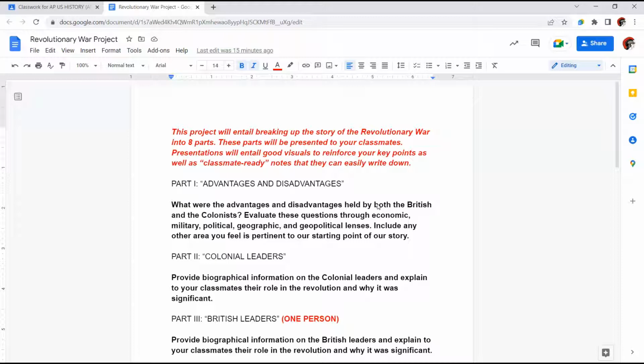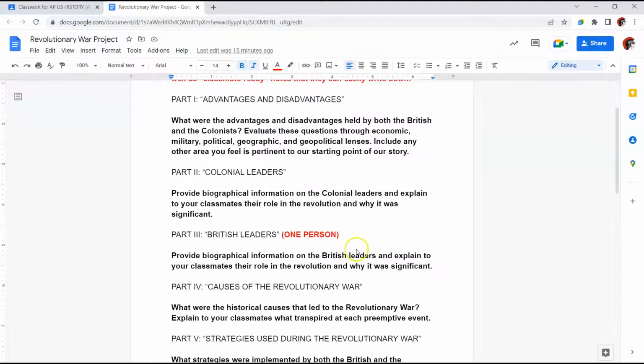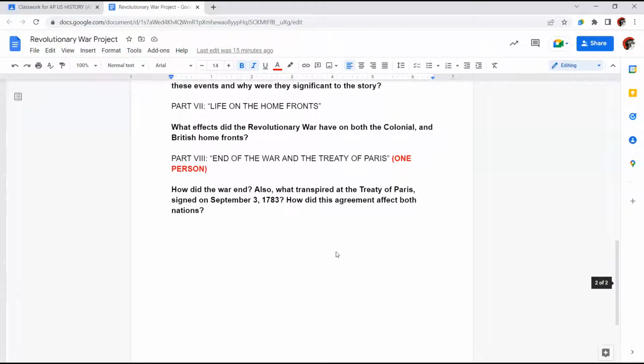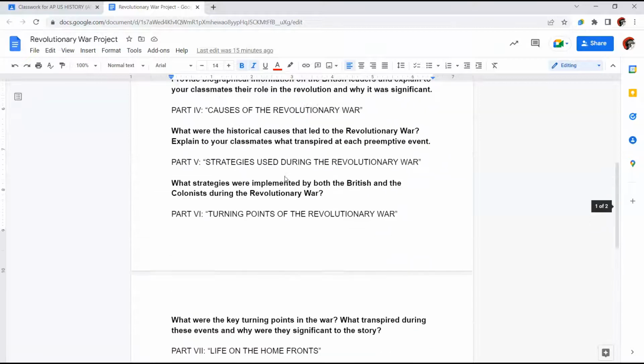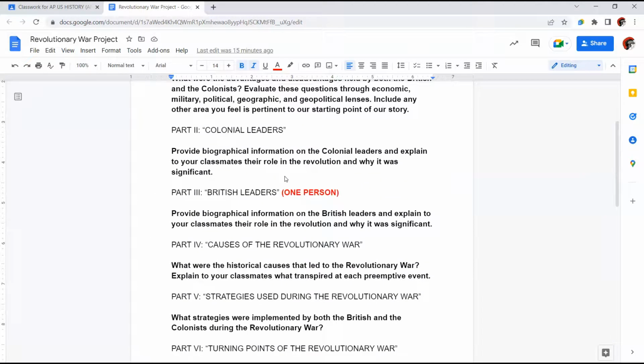I'm going to let you choose. I'm actually going to go out of order here for part 3 and part 8. Okay, part 3 and part 8 is a one-person kind of deal, and some people are introverted, they don't like working with other people, and I'm cognizant of that. So if you are one of those types of people, just let me know, no judgment. So if you're going to be the one-person group, I want you to provide biographical information on the British leaders, explain to your classmates their role, so kind of a biographical vibe.